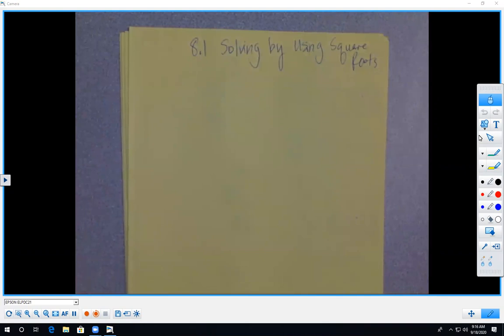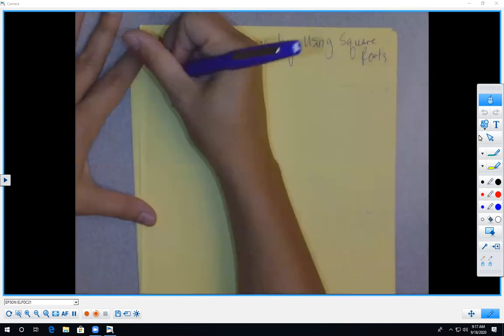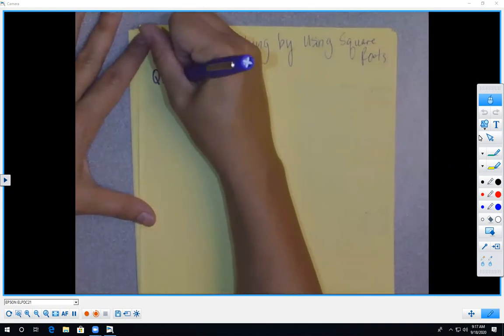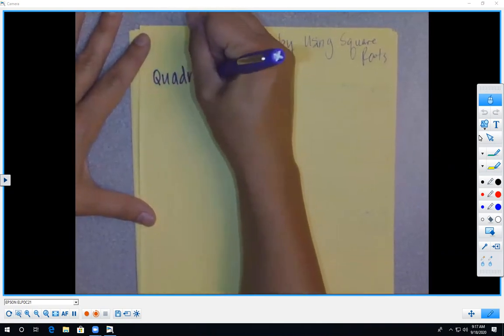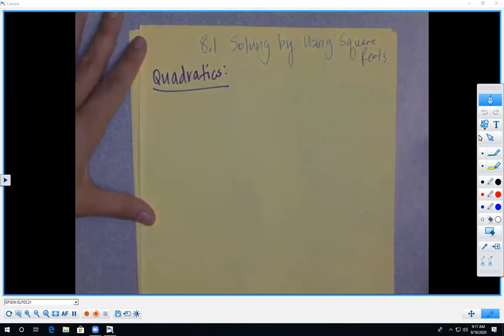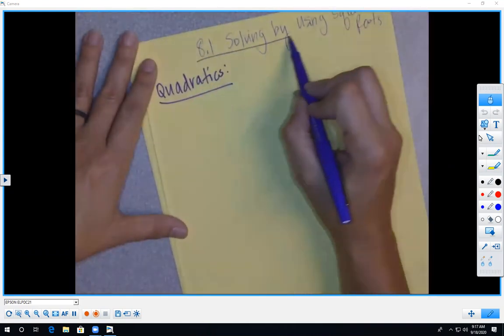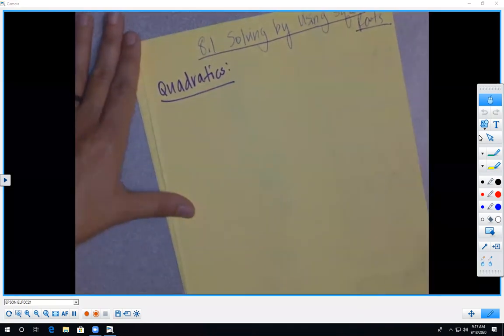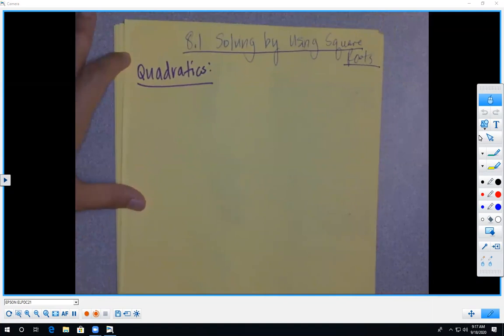Okay, we are starting to get into quadratics and talking about quadratics. Okay, what is a quadratic? Anybody have an idea? A quadratic is any equation that has an x squared in it.